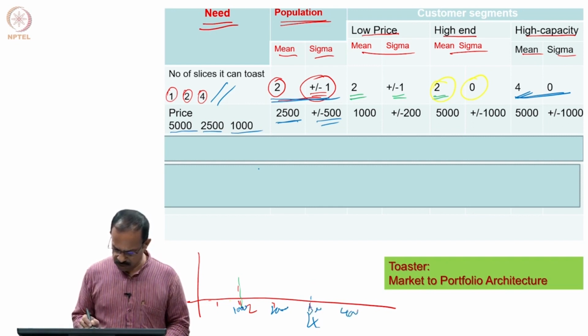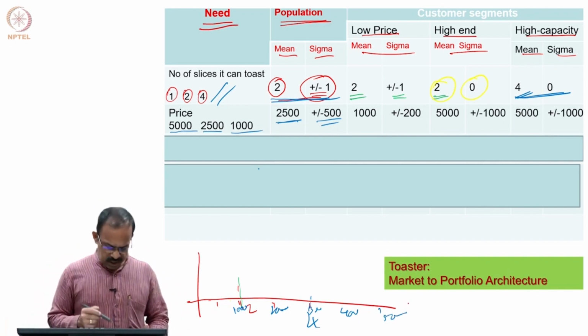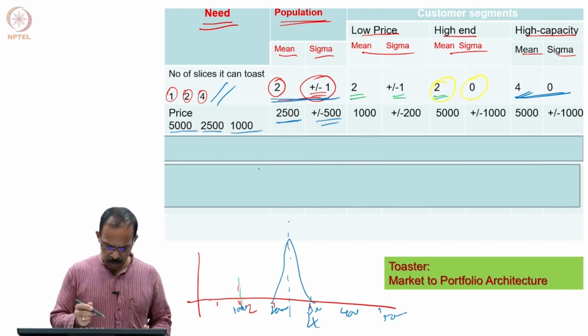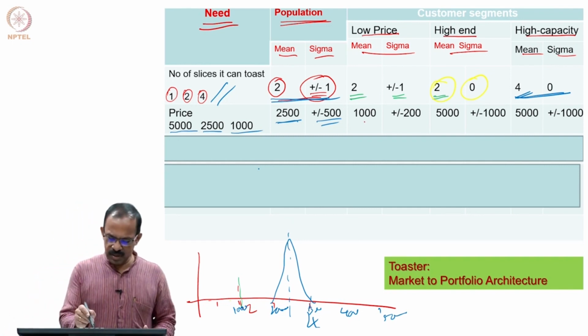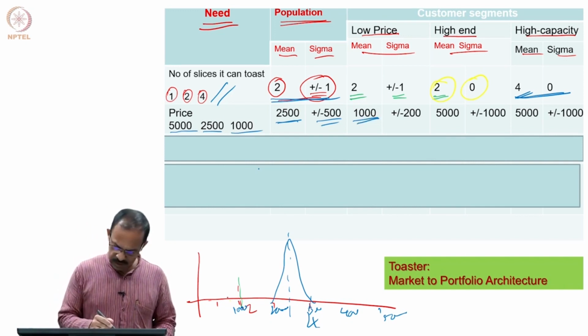3000, 4000, 5000. So, the population mean is around 2500, so plus or minus 500. So, their requirement is something like this. This is the population mean, but the low price segment says that they are looking for only 1000. So, their requirement is 1000 plus or minus 200. So, it is almost like this, they have 1000 as the requirement.